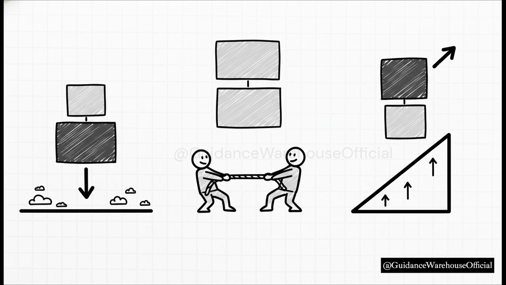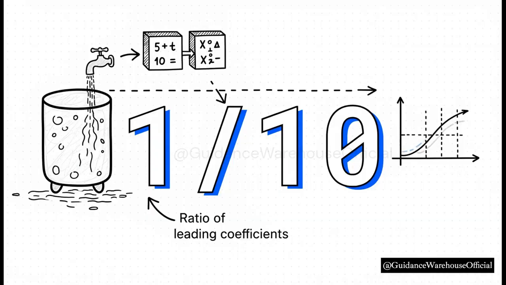And case 3. If the top's degree is exactly 1 higher than the bottom's, well, it doesn't flatten out horizontally at all. It follows this cool diagonal path called a slant asymptote. Let's bring this right back to our original sugar tank problem to see it in action. Remember our equation? C of t equals (5 plus t) all over (100 plus 10t).